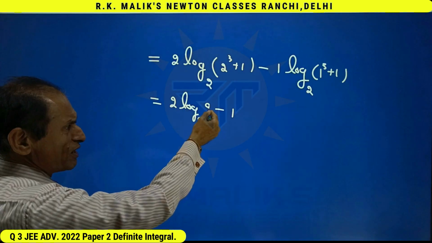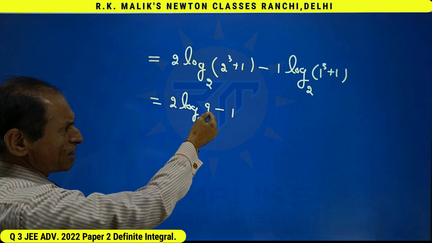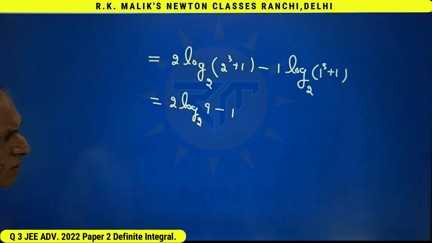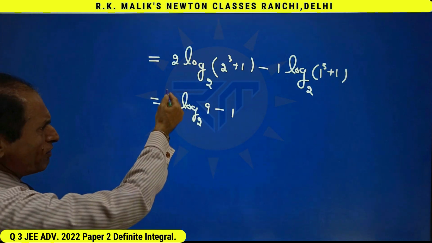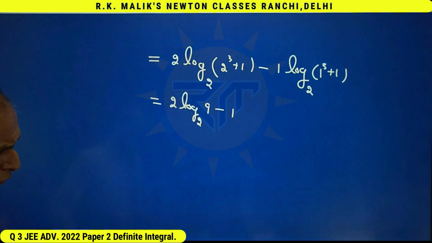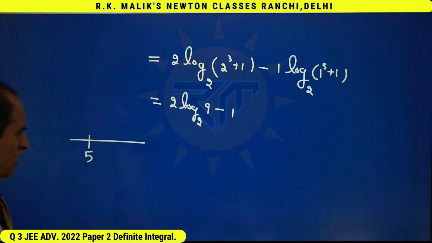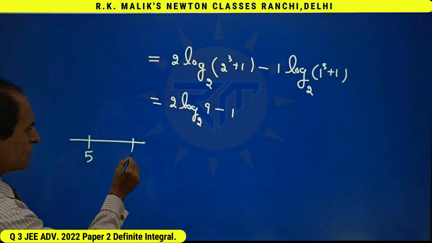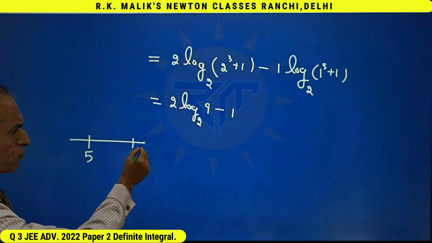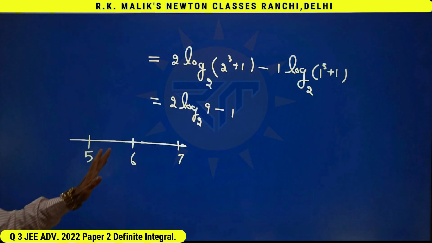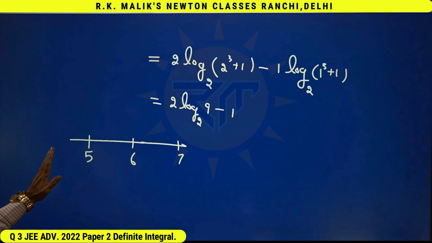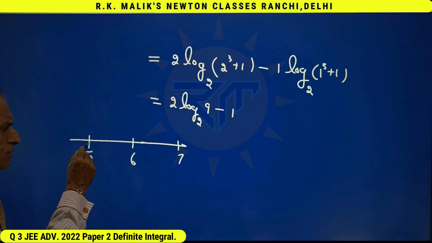First I try to get some idea. It is clear that if I take 8 instead of 9, the value of this will become 2 into 3 minus 1, that is 5. That is, it is sure that the value of this is more than 5. And now we'll check whether the value lies between 5 and 6 or 6 and 7. It is not required to check whether it lies between 4 and 5 or 3 and 4. We start from 5 and 6 or 6 and 7.